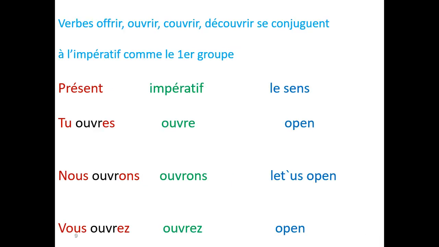Les verbes ouvrir, couvrir, découvrir se conjuguent à l'impératif comme le premier groupe. If you have a verb like ouvrir, couvrir, découvrir, you conjugate it like first group. For example, verb ouvrir. Tu ouvres. You cross tu and s. Ouvre. Nous ouvrons. You cross nous. Ouvrons. Vous ouvrez. Ouvrez. You cross the subject.